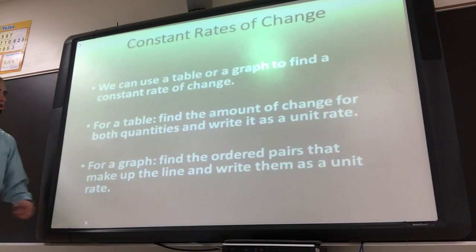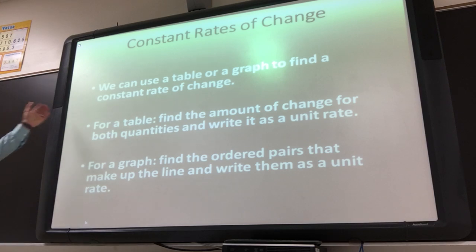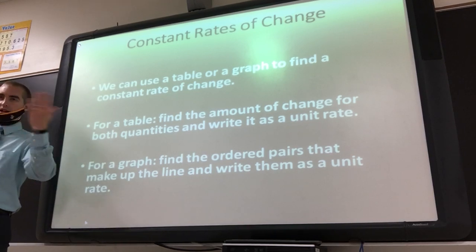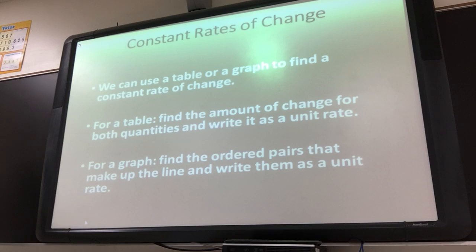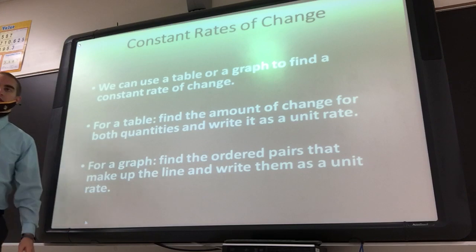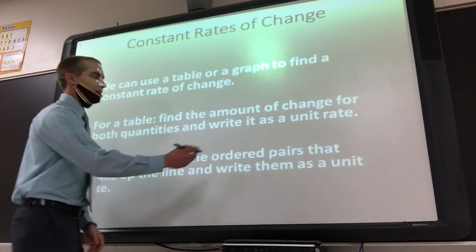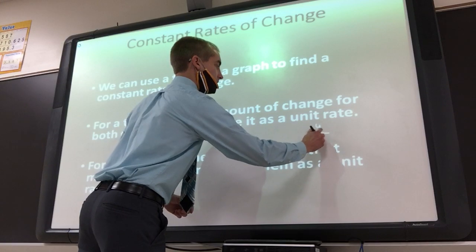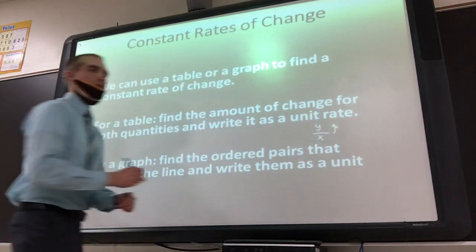So when we are trying to find a constant rate of change, we're going to be given this information in a table or a graph. If we're given the information with a table, we're going to find the amount of change for both sides. There are two sides of the table. We find the amount of change and then we write that as a unit rate. And the unit rate for both of these is always going to be y over x.